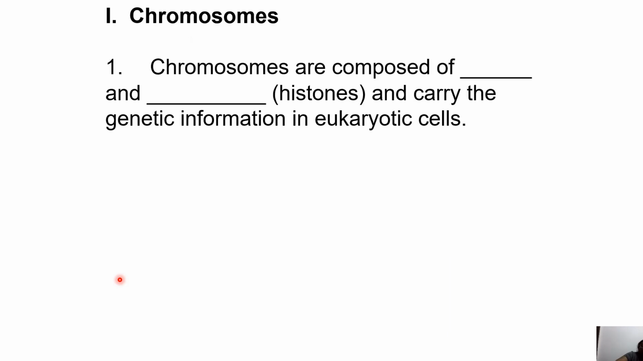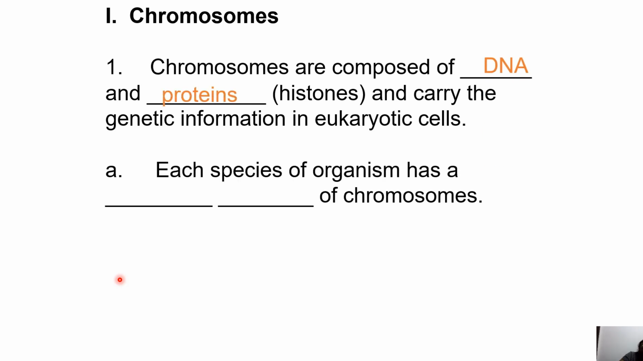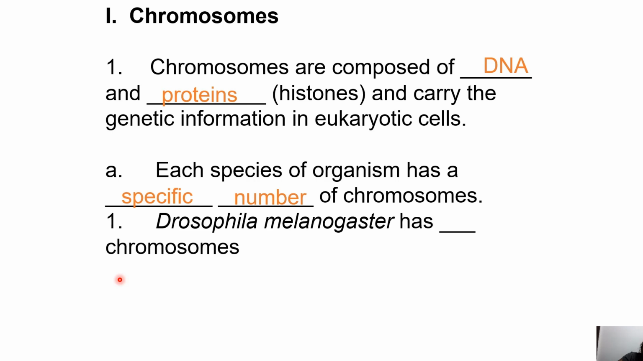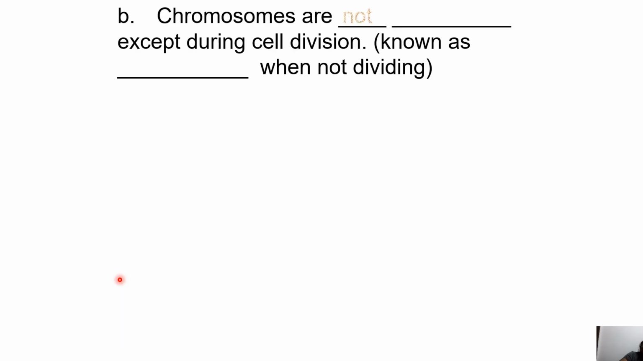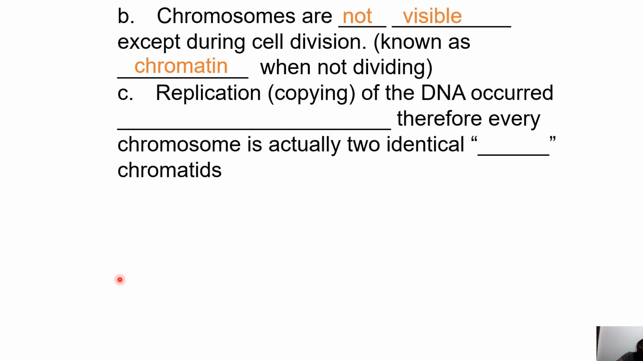Now what are chromosomes? Chromosomes are made up of DNA and proteins, basically basic proteins, histones, and they carry the genetic information in the eukaryotic cells. Each species of organism has a specific number of chromosomes. Like Drosophila melanogaster has 8 chromosomes, humans have 46 chromosomes, and chromosomes are not visible except during cell division; when they are not dividing, they are known as chromatin.